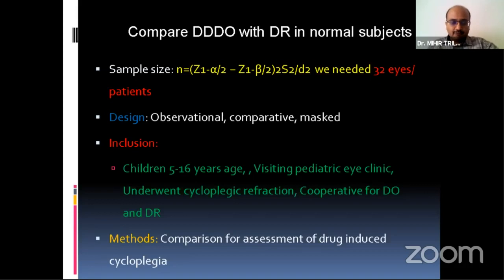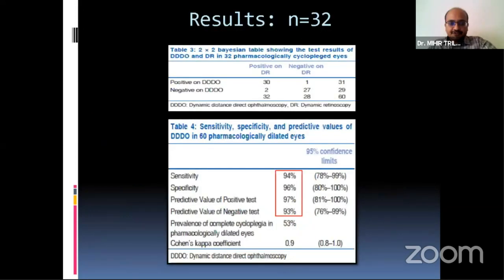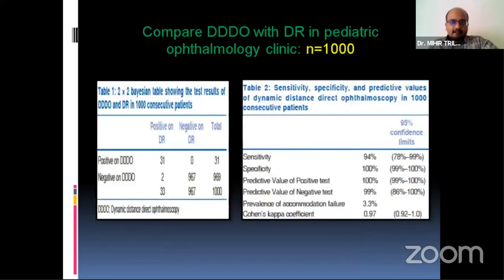Two observers performed DDDO and DR in a separate manner on children who were 5 to 16 years of age visiting a pediatric eye clinic, who were otherwise perfectly normal. What we found was the sensitivity, specificity, as well as the predictive values were in excess of 90%, 95 to 96% on average, and a very high kappa coefficient between the inter-observers.